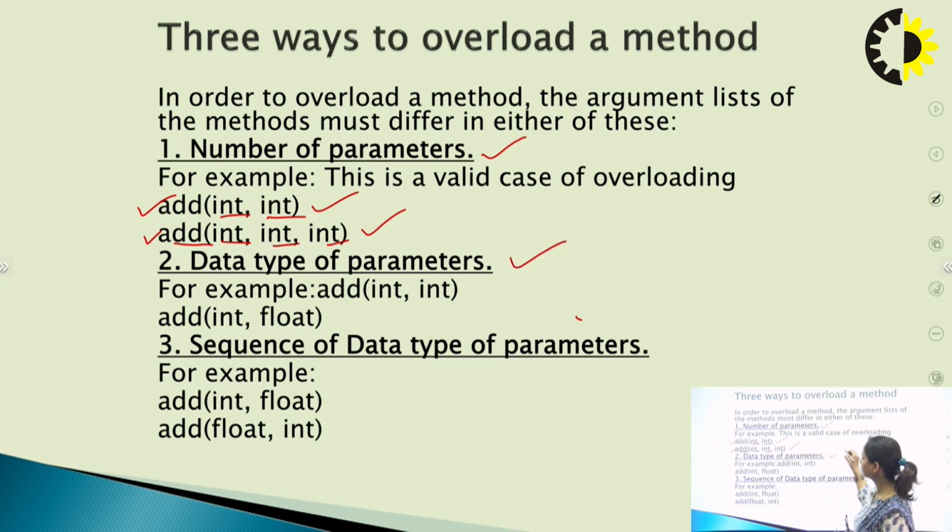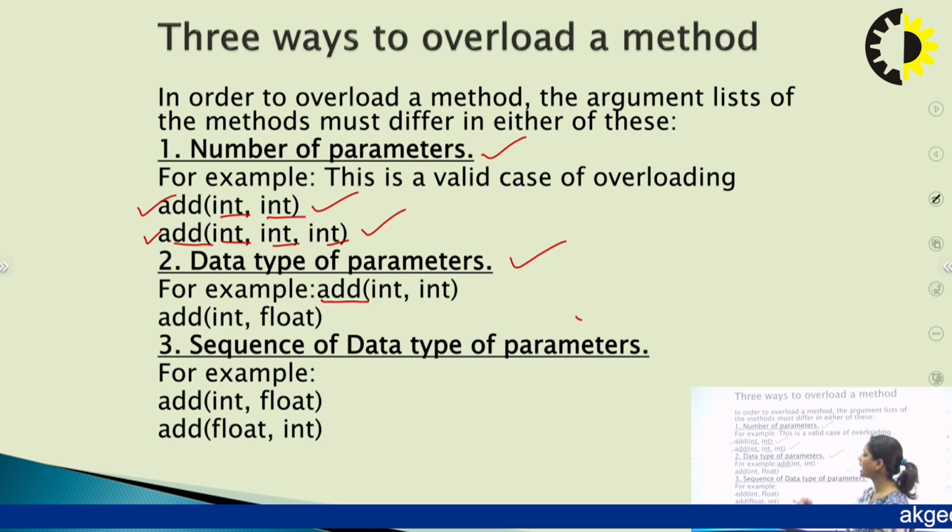Another valid case is when the data types of parameters are different. The number of parameters is the same, but the data types of those parameters are different. Here the method name is again add and again add. We have two parameters with data types integer and integer, whereas in the other add method the data types are integer and float. So the number of parameters in the second add method is 2 and in the first method is also 2, but the data types are totally different.